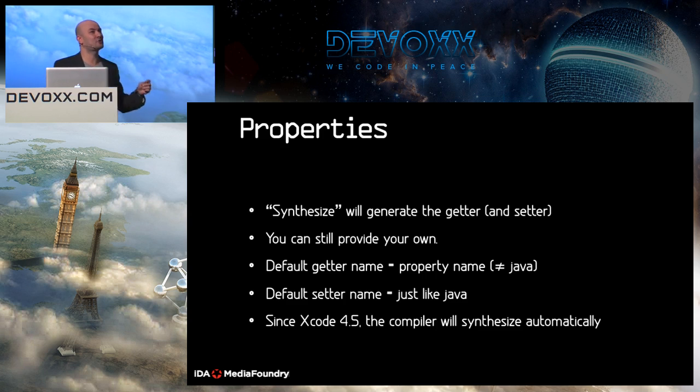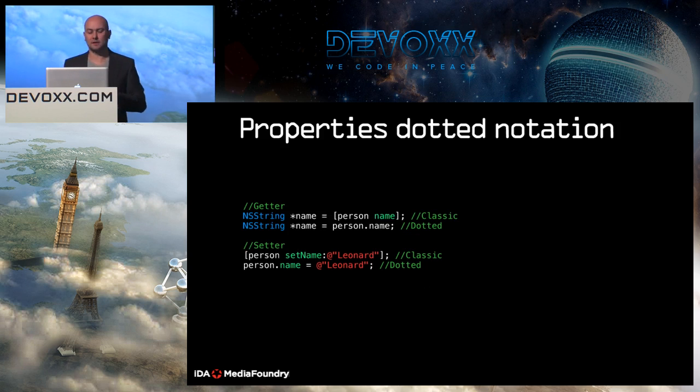What synthesize actually does is important to know, even if it gets auto-generated. It creates the getter and the setter. But I made a little error on the first example, actually. In Java, a getter is get and then the name of the property, right? While in Objective-C, it's just the name of the property. You don't have the get. The set method is like in Java, so there you will put set. That's the default. You can override, we will look into that later. So since Xcode 4.5, it's synthesized automatically.